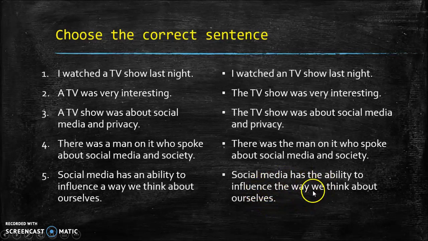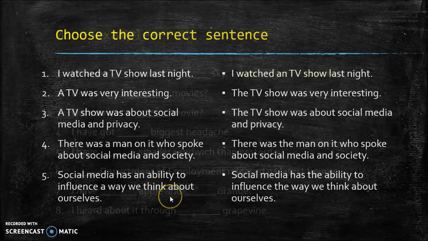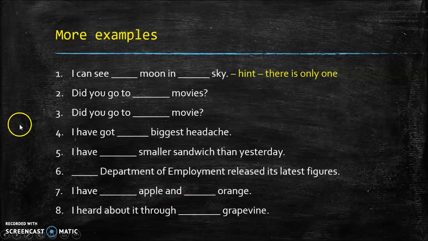This is definitely the right answer. You could use "has an ability to influence the way we..." If you had that sentence, that could be grammatically correct depending on the context that you are using. Some more examples. I can see... Have a look at them, pause the video, and then we'll talk about the answers.